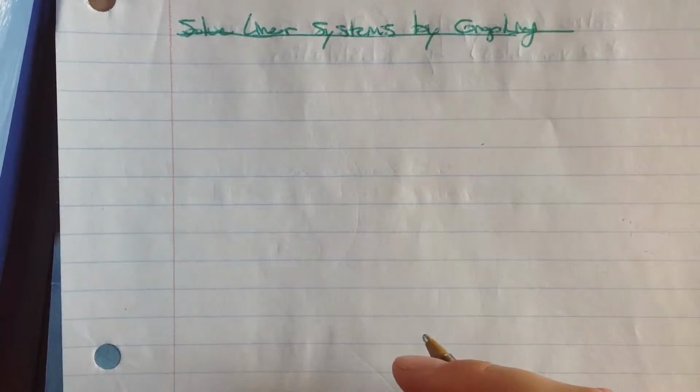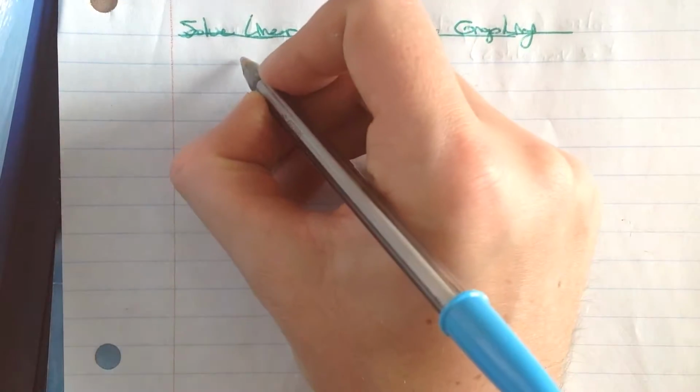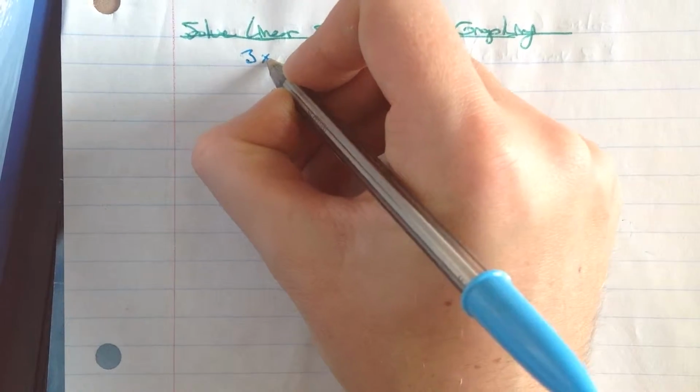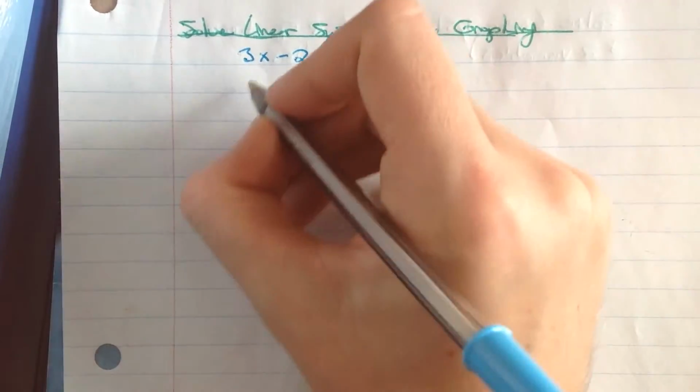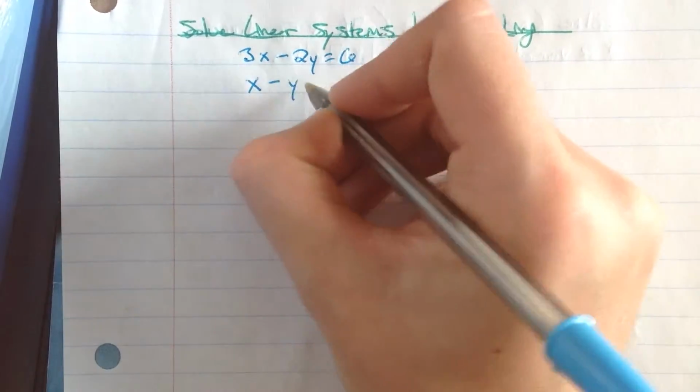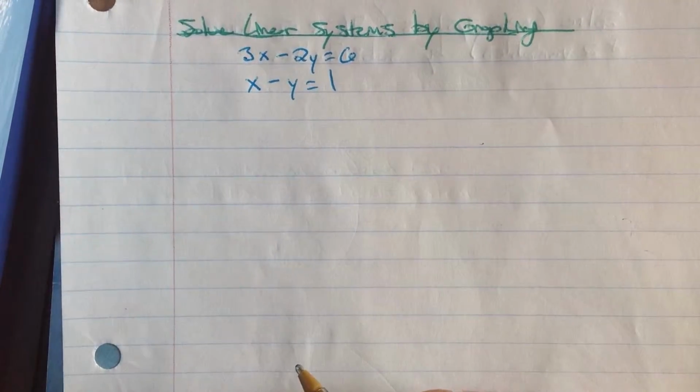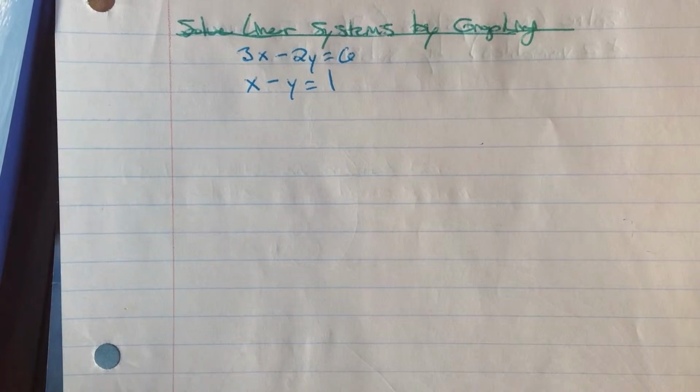Solving linear systems by graphing. So one way to solve if we have two linear systems and to see where they cross is to just graph them and see where those two lines intersect. But the first thing to do to graph, the easiest way, is to put them in mx plus b format, or to solve for y.